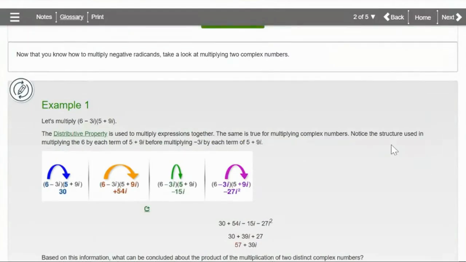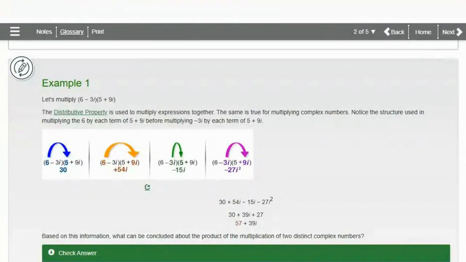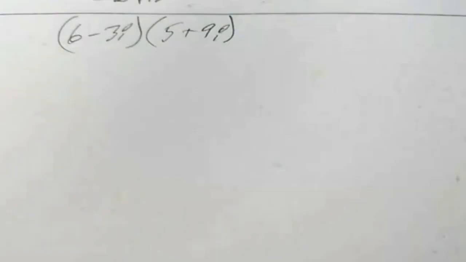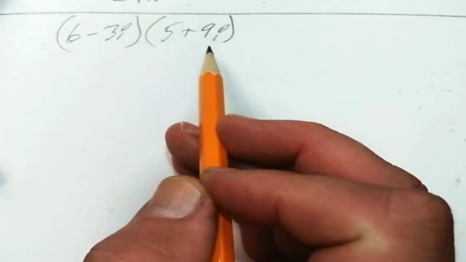All right. Now that you know how to multiply negative radicands, let's take a look at multiplying two complex numbers, because this is where the real meat of it is. This is where we really get into the gravy and why imaginary numbers were created to begin with. Let me write these down because I want to do the same ones they show in your example there. So we have to use the distributive property. We've got to distribute this into that.